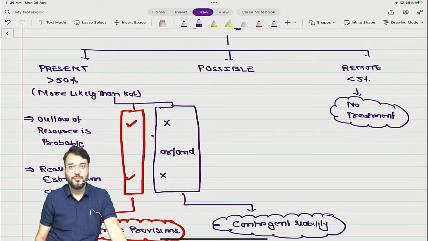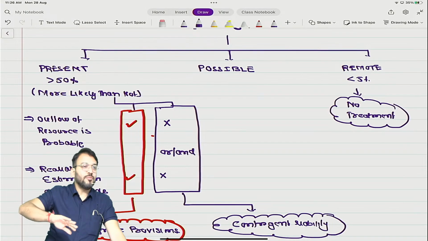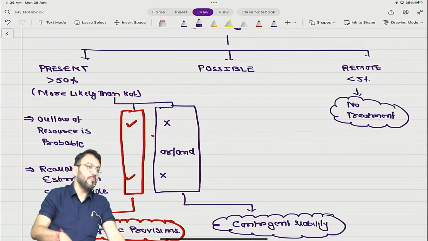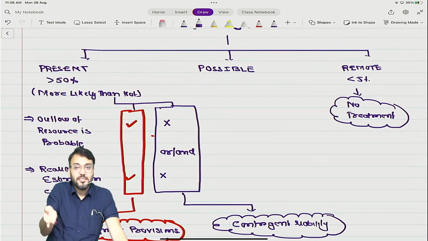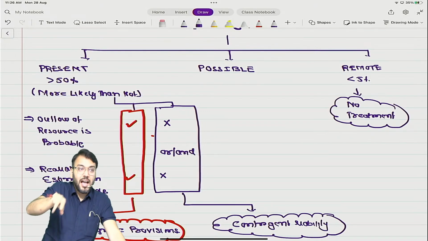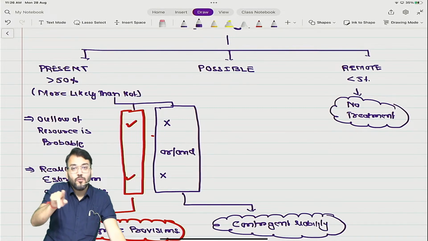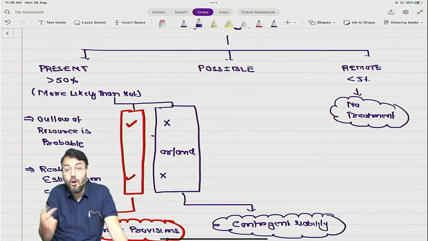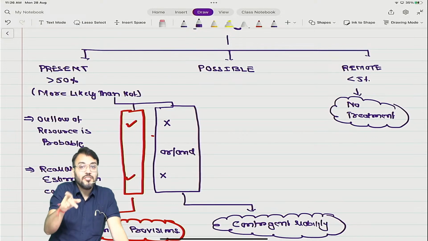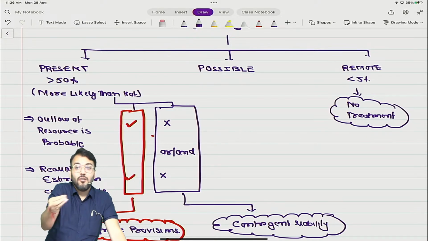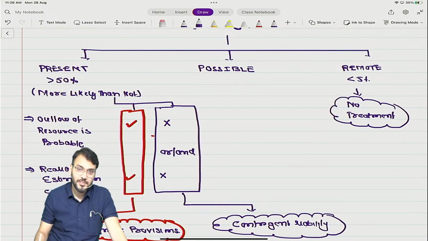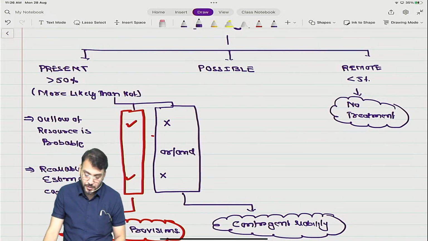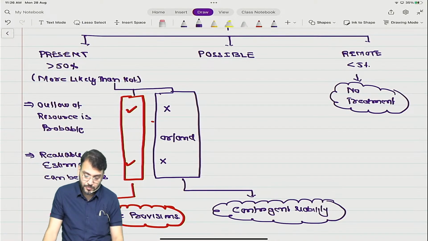Have you understood this point? Can I say it this way: if there is a present obligation arising from a past event which was not recognized because either outflow of resource is not probable or reliable estimation cannot be made, then that obligation will become what? Contingent liability. Correct? Yes sir. Correct. This much, any doubt? I think no doubt, you are understanding.